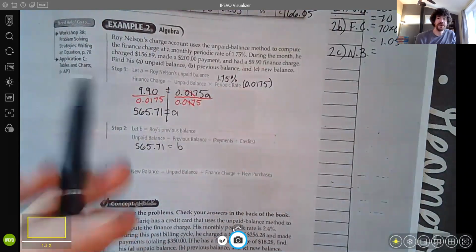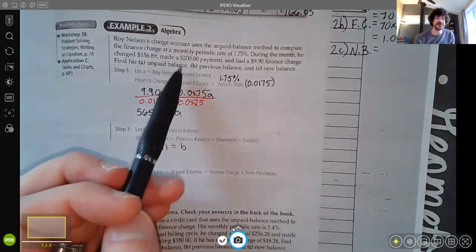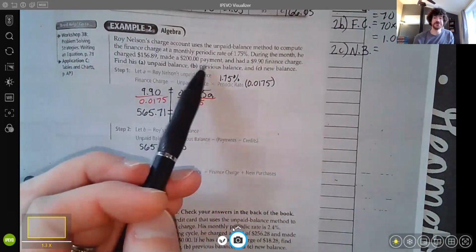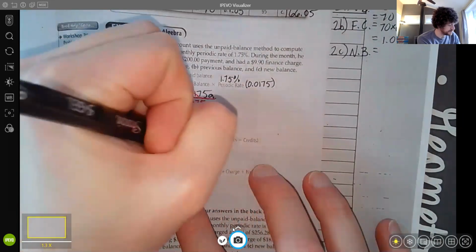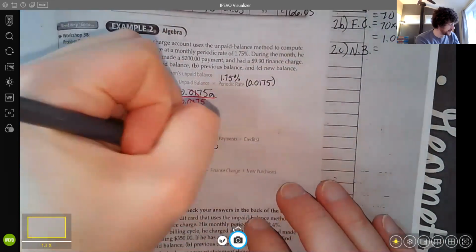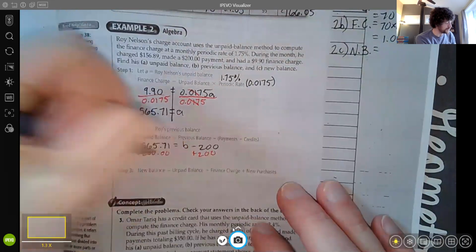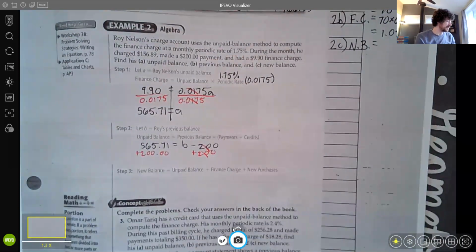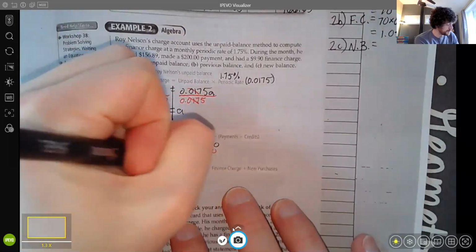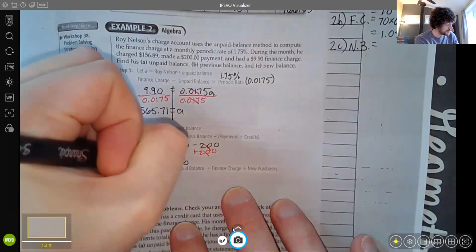And that's going to be equal to the previous balance B minus payments and credits. Let's see, I don't see any credits, but I do see a $200 payment. So payments and credits are $200. So minus 200. And so this one's going to be really simple because all we have to do here is add 200 in order to get this one to work. So those will cancel out there. And so B, the previous balance, is going to be $765.71.